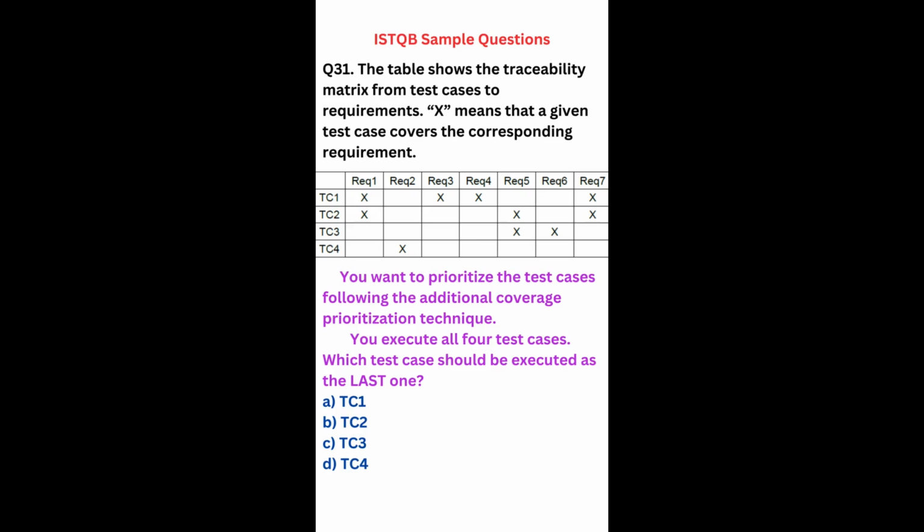Question 31. The table shows the traceability matrix from test cases to requirements. X means that a given test case covers the corresponding requirement. Please check the table. You want to prioritize the test cases following the additional coverage prioritization technique. You execute all 4 test cases. Which test case should be executed as the last one?